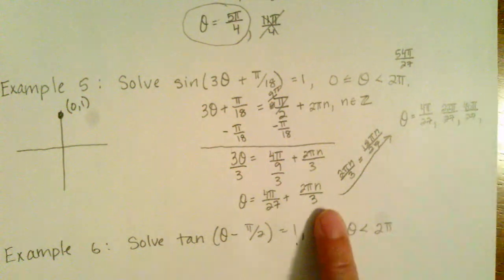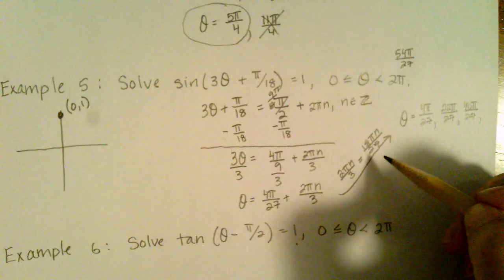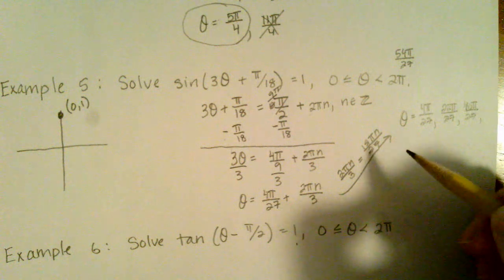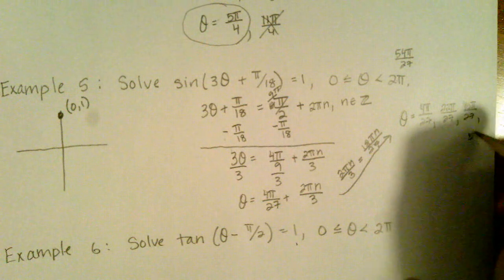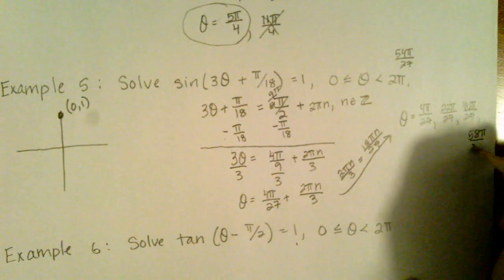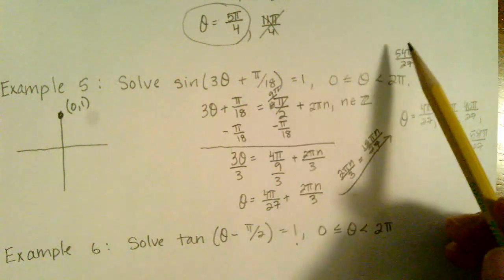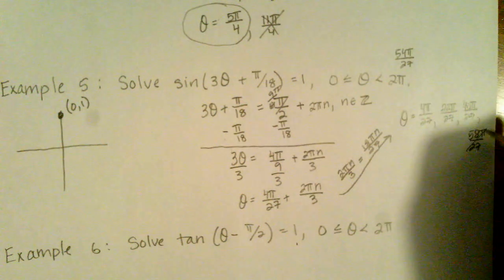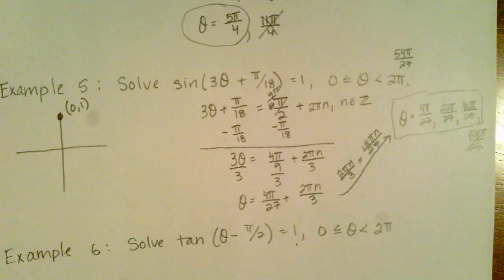And my next one would be 18 times 3 plus 4, which would give me 58 pi over 27. Okay, but that 58 pi over 27 is outside of the 54 pi over 27. So these would be my answers. Okay, I have 3 solutions: 4 pi over 27, 22 pi over 27, and 40 pi over 27.